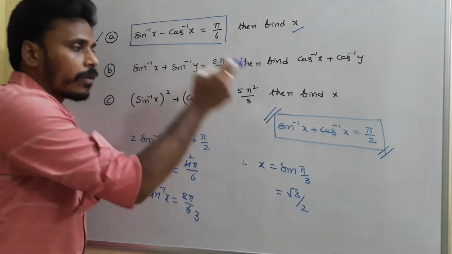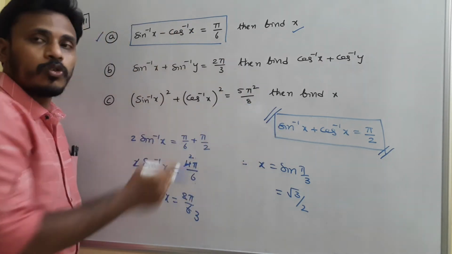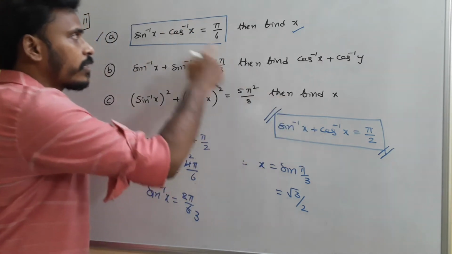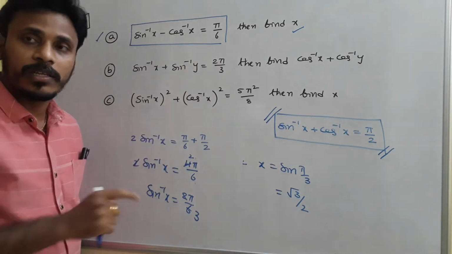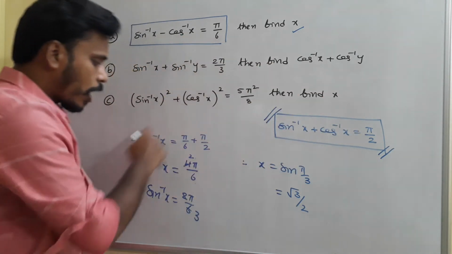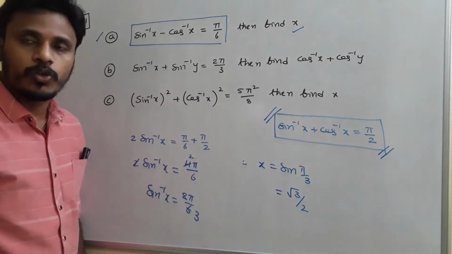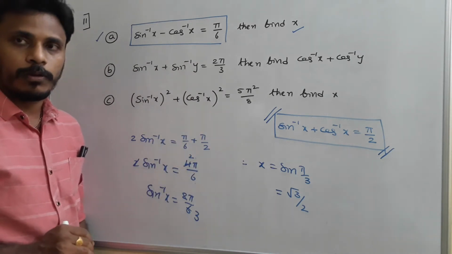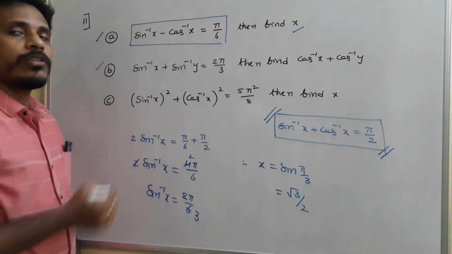This is given and we know it. Just add these two. If you add these two, cos inverse x will get cancelled. The left side is 2 sin inverse x and the right side is the sum of these two. And on simplification, x is root 3 by 2. There ends the first problem. Then we need to think about the second one.